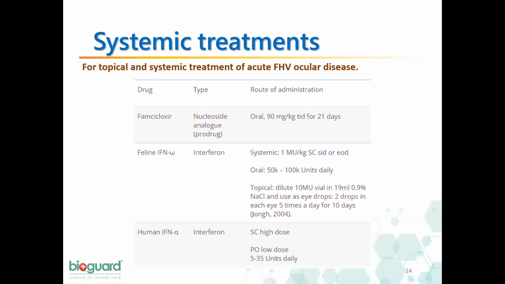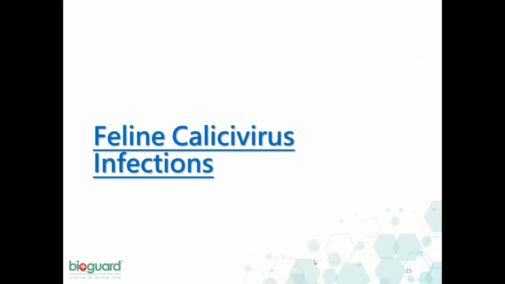However, in some severe cases, human interferons are also suggested by veterinarians, and the doses are decided by the veterinarian at that time. Usually we start with a low dose, and it can increase from 5 to 35 units daily. So this was all about feline herpes virus.